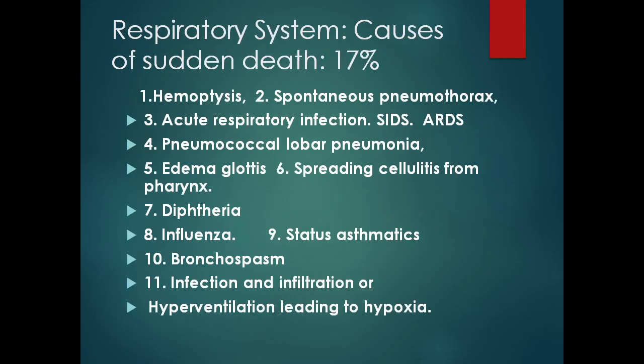Then respiratory system causes. Respiratory system causes of sudden death amount to 17%, and these are hemoptysis, spontaneous pneumothorax, acute respiratory infections, sudden infant death syndrome, adult respiratory distress syndrome, pneumococcal lobar pneumonia, edema glottis, spreading cellulitis from pharynx, diphtheria, influenza, status asthmaticus, bronchospasm, infection and infiltration, or hyperventilation leading to hypoxia.